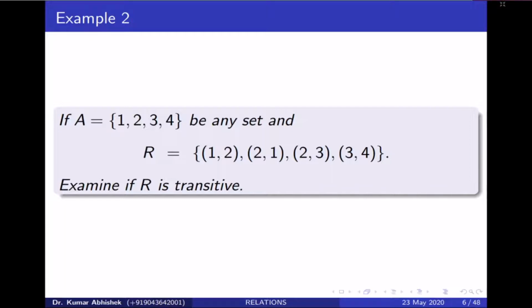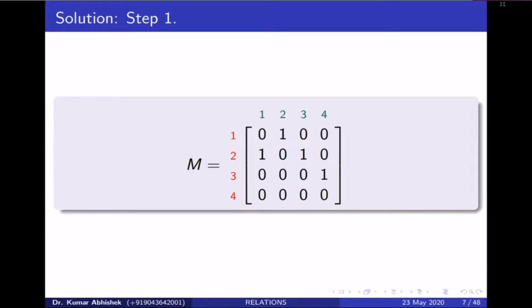So here also we have taken a relation on the set A = {1, 2, 3, 4}, and R is defined as (1,2), (2,1), (2,3), and (3,4). Here the problem is again to test whether R is transitive or not. So we employ the algorithm discussed earlier to check whether R is transitive, but here we tweak a little bit in step 2. As discussed earlier, step 1 involves computing the matrix M corresponding to the relation R, which we have done.